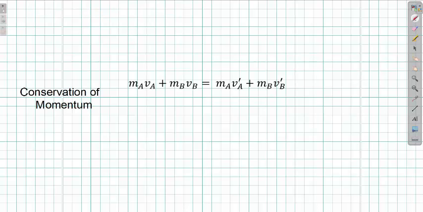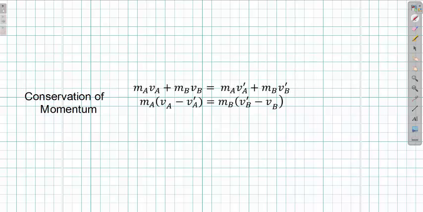First, we're going to start with the conservation of momentum. So the momentum before must equal the momentum after. Mass of A times its velocity plus mass of B times its velocity has to equal the mass of A times the velocity afterwards plus mass of B times its velocity afterwards. Now let's rearrange this equation a little bit and solve for the masses. We rearrange our terms and then pull out the masses.